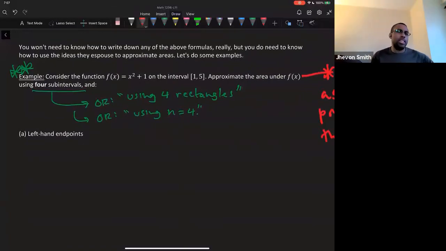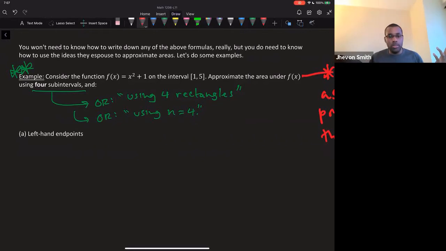I'm going to show you the process for actually calculating this and getting through the problem. But the problem statement is going to look very similar to this. Consider this function on this interval, approximate the area under the curve using 4 subintervals and left-hand endpoints. Or approximate the area under the function using 4 subintervals and right-hand endpoints. Or approximate the area under the curve on the interval [a, b] using 4 subintervals and midpoints. So that's how the problem is going to be stated.